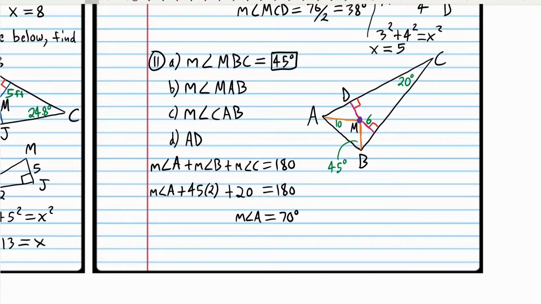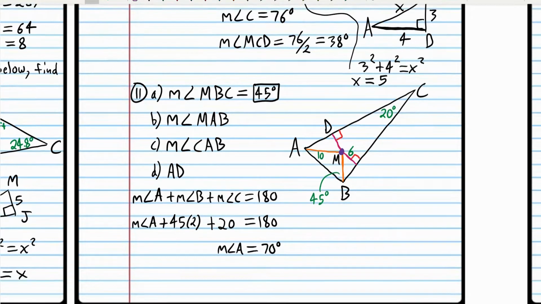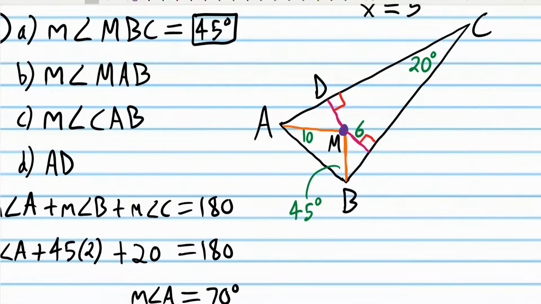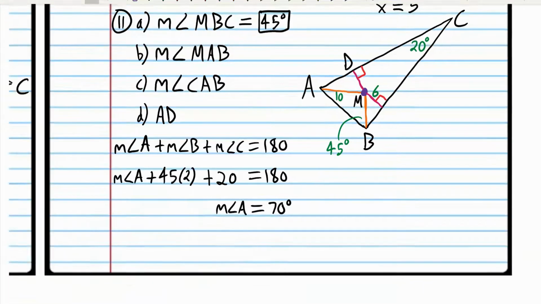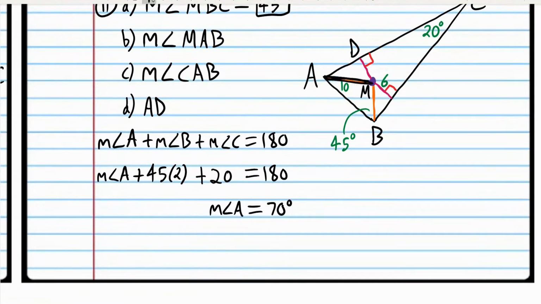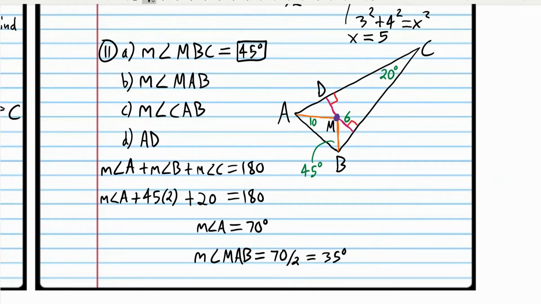But we don't want the measure of angle A. We want the measure of angle MAB. We want this angle here. We found the entire angle, but we want this angle, so we just divide it by 2. Because again, AM is an angle bisector. So the measure of angle MAB is equal to 70 divided by 2, which is 35 degrees. So 35 degrees.